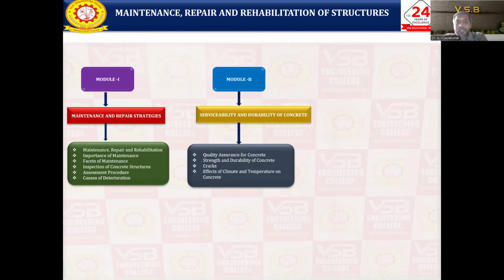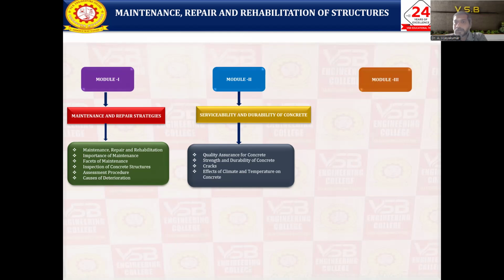Then we discussed the strength and durability of concrete, and various tests to assess the strength of concrete, for example the compression test, tension test and flexural test. We discussed the various durability tests that are conducted, the causes of cracks and how to take remedial action to rectify those cracks. And finally, we discussed the effect of climate and temperature on concrete.